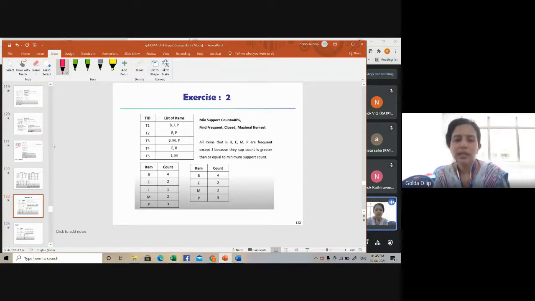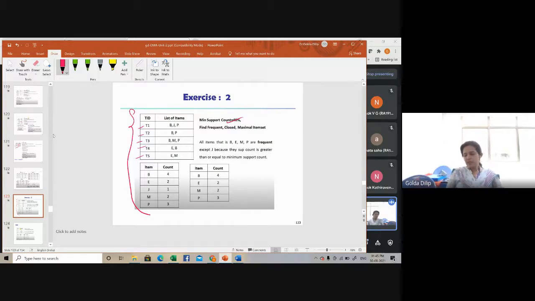So with this understanding, please work out this problem while I take attendance. After I take the attendance, I'll ask one of you to give me the answer. You have 5 item sets out here. The list of items is also given here.